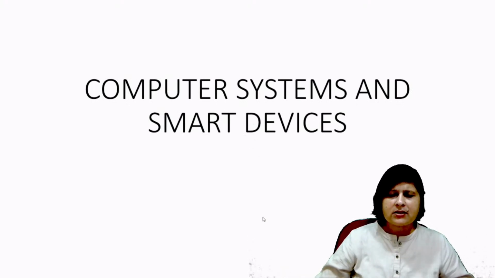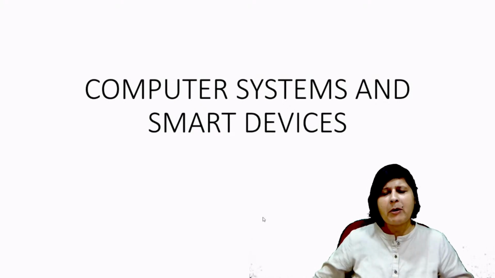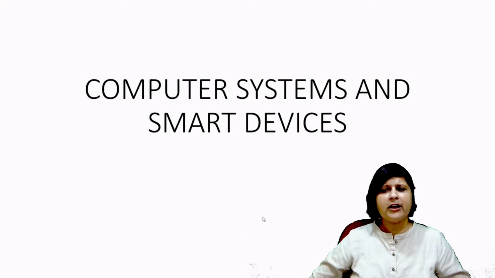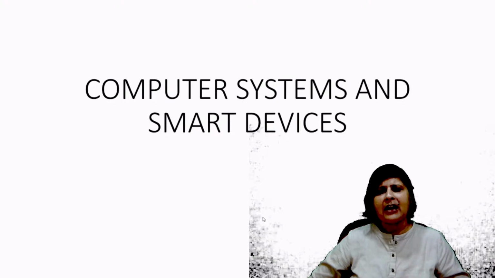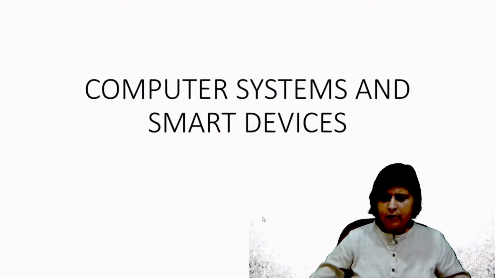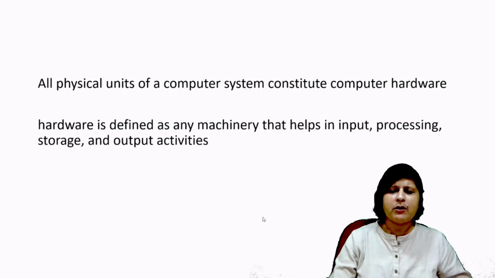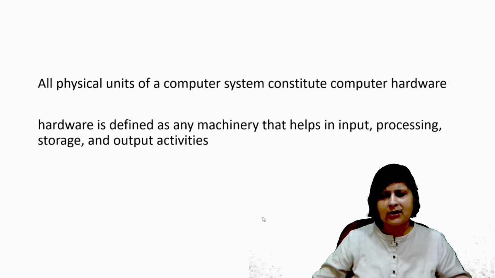Now the next unit is Unit 2 of MMPC 008, Computer Systems and Smart Devices. We discussed the overview of IT. Now we'll discuss computer systems and smart devices. What is a computer system? What are smart devices?